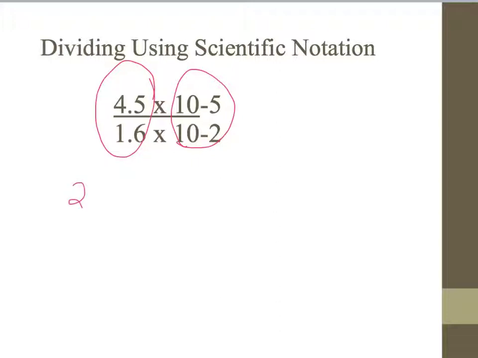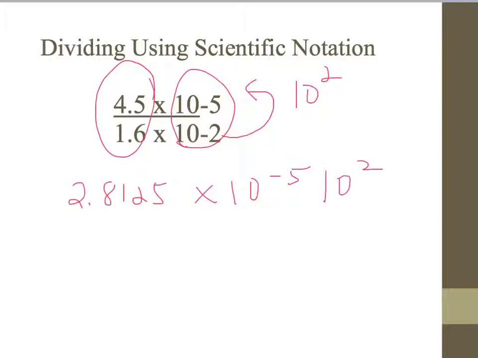is 2.8125. Okay, the second part, what I need to do is, because we're using scientific notation, I want everything to be in the numerator. It doesn't matter if I have a negative. So to get this into the numerator, if it's negative on the bottom, when I bring it up to the top, it becomes positive. Okay?